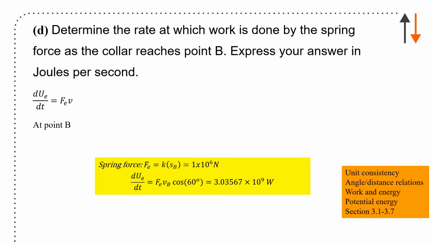And substituting in terms, the force is the elastic force, which is 1 million. Substitute in terms, and you get 3.03 times 10 to the 9 watts. Really large numbers here, a little bit unrealistic, however, it's more an exercise in unit consistency, angle distance relationships, work and energy, potential energy, and covers really sections 3.1 to 3.7, but a good chunk of the book.